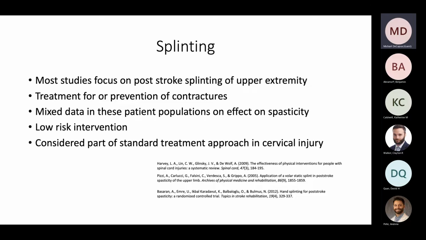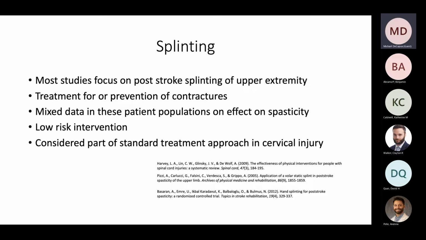Generally, this is considered part of the standard treatment approach, especially with patients with high-up cervical injuries. Upper extremity splints are often used for the prevention of upper extremity contractures and increased tone. It's an overall very low-risk intervention, one that patients can begin in the inpatient setting and often carry through to the outpatient setting and at home. And it does have some studies that do show its effect in a positive way.